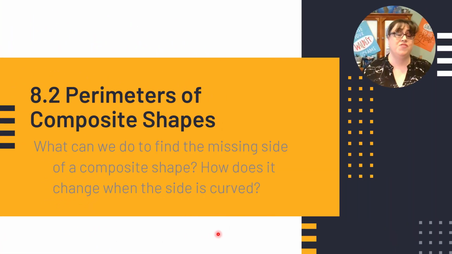Thank you so much for joining us today in the perimeters of composite shapes. This is a really fun time where we get to see some real life examples. I know we didn't get to them in our example today, but in class we'll get to see some. I want you to think about what we can do to find those missing sides of the composite shapes. And remember the sliding side? That's going to be a big help. And how does it change when the side is curved? Because then we had to do something different.